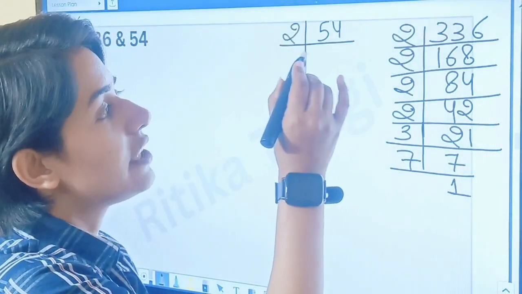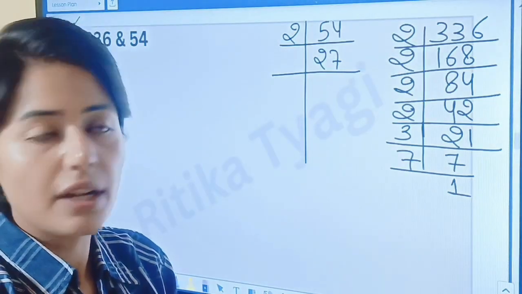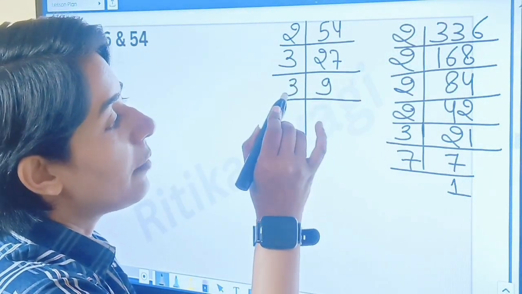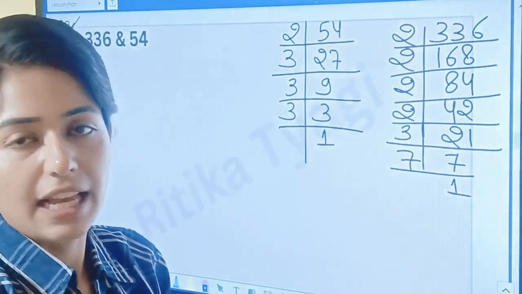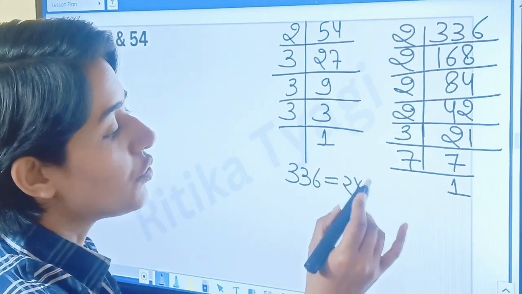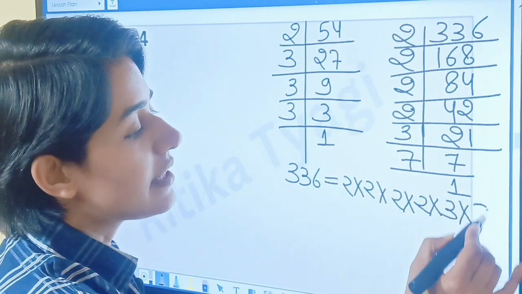So we have to divide it by 2 and we get 27. Now 27 is an odd number which is divisible by 3. We get 9. 9 is also an odd number which is divisible by 3, and 3 is a prime number divisible by itself. So here the factors for 336 are 2 multiply 2 multiply 2 multiply 2, 3 multiply 7.